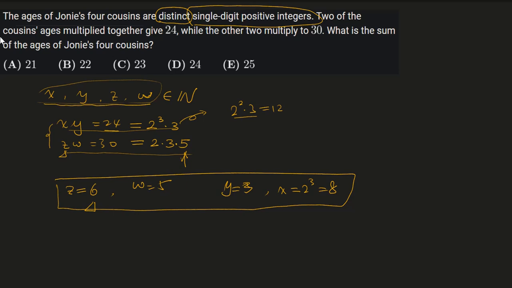And in the question, it's asking for the sum of the 4 numbers. Then we know that 6 plus 5 plus 3 plus 8. So this gives another 8. So 2 times 8 is 16, plus 6, that's 22. Therefore, 22 is our final answer. So we want to choose B, 22.